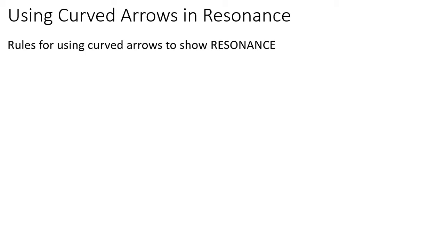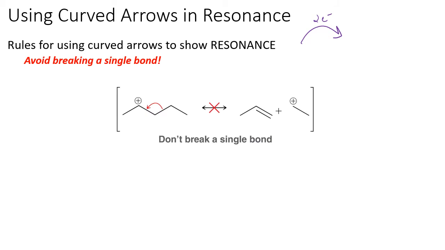So now let's go through some rules and some things that can help guide you when using curved arrows to show electrons moving in resonance. So a curved arrow always represents two electrons moving, and they can only go to certain locations in the molecule. You can't put them just anywhere. So first and foremost, avoid breaking a single covalent bond. If you break a single covalent bond, you are essentially going to be making something that is less stable, that really wouldn't exist in real life. Single bonds can break in reactions, but they're not going to break in resonance.